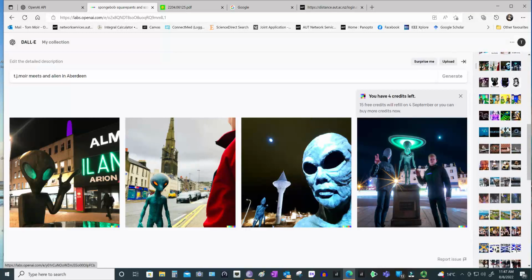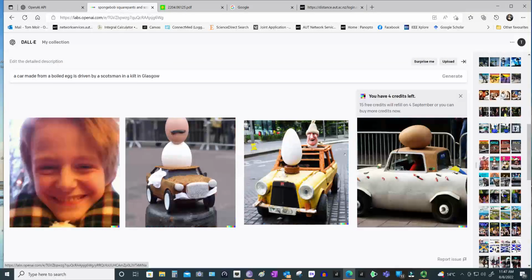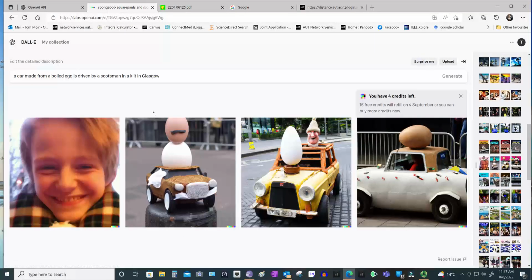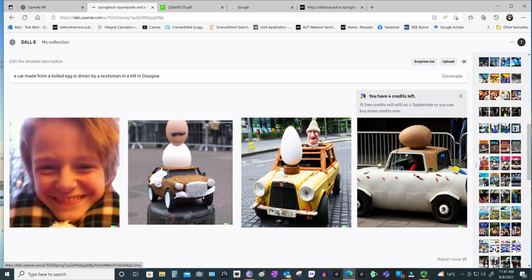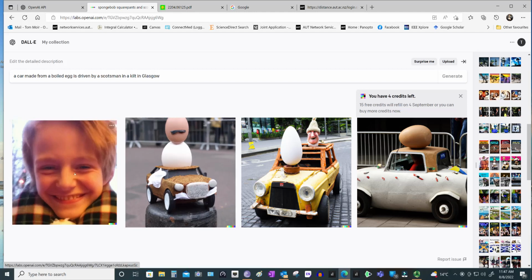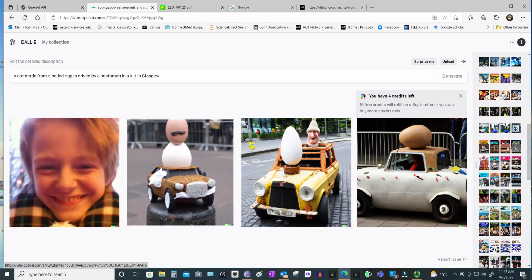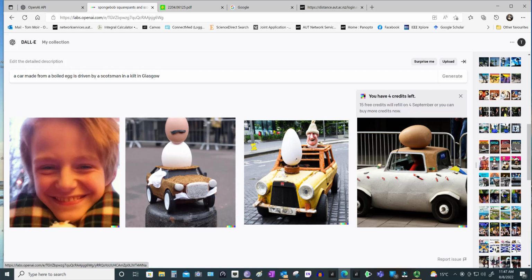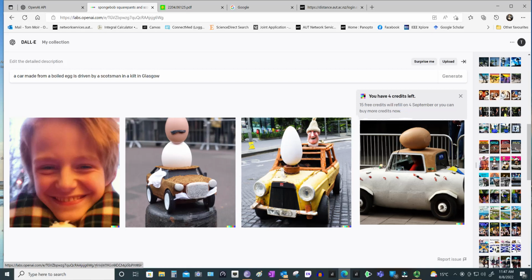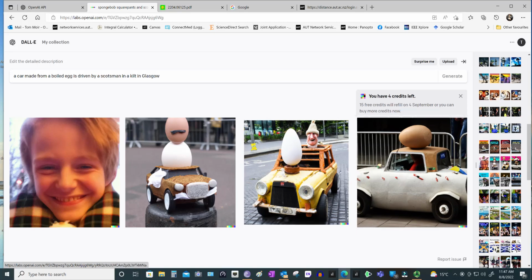Very bizarre. This one, I tried to copy something similar that was already there: a car made from a boiled egg is driven by a Scotsman in a kilt in Glasgow, but it's missed the kilt out. I don't know who this kid is. It doesn't look as if it's made from a boiled egg. It's just got a boiled egg on its roof.